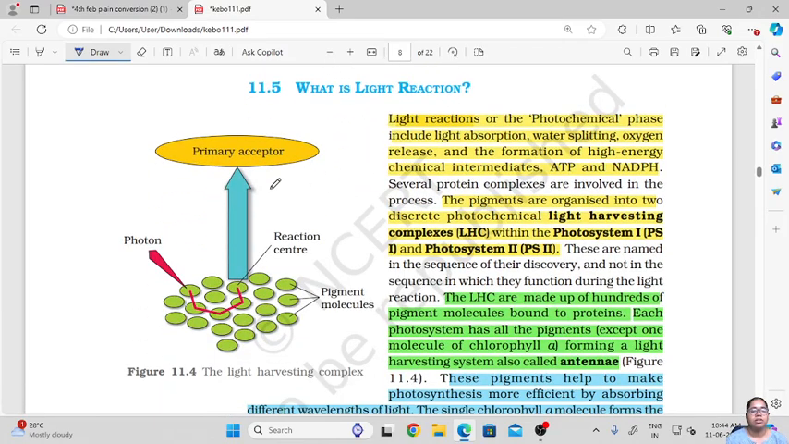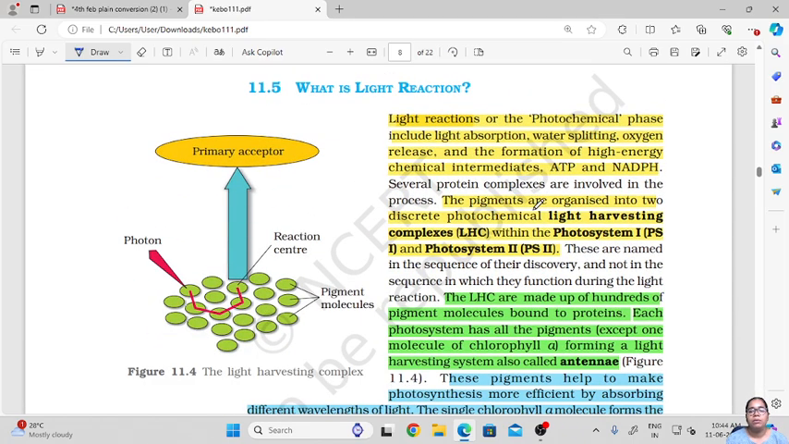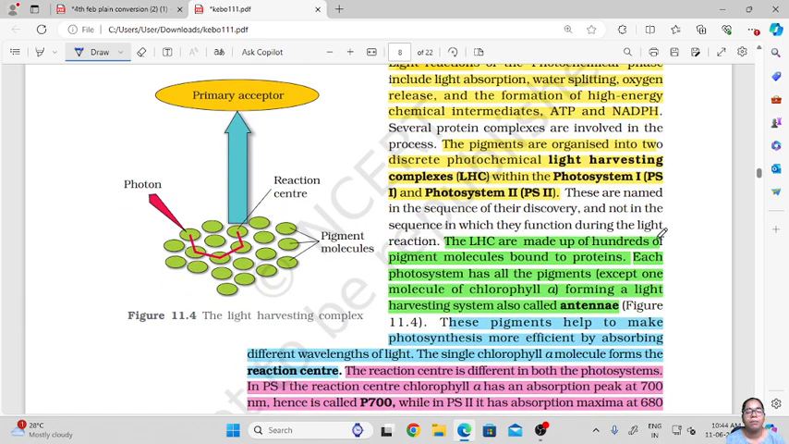So what is light reaction? See over here there are photons, this is the reaction center, and then these are the pigment molecules which will form the light harvesting complex. So the pigments are organized into two distinct photosystems, that is light harvesting complex LHC within photosystem 1 and photosystem 2. The light harvesting complexes are made up of hundreds of pigment molecules bound to protein.